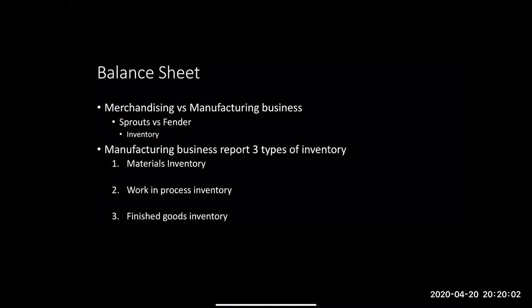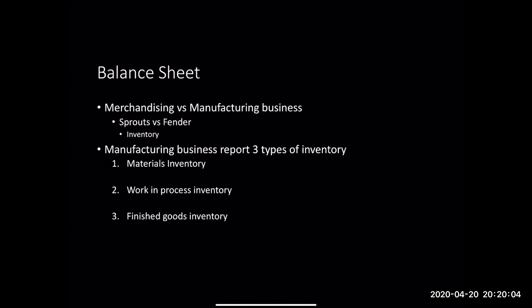So let's look at how we must record and report the product costs for a manufacturing business. Let's look first at the balance sheet. To put things in perspective, think of a manufacturing company versus a merchandising company. A merchandising company could be a Sprouts or a Target or Walgreens. Those are all considered merchandising businesses. They do not make their product, they just buy wholesale, or buy pallets and pallets of product, and then sell it to businesses or to consumers.